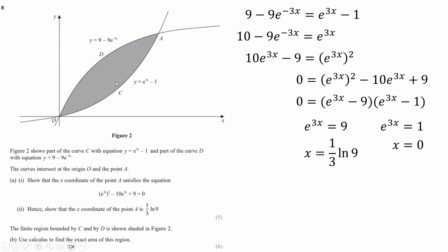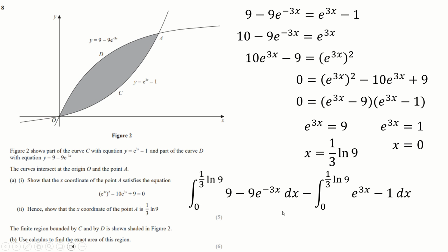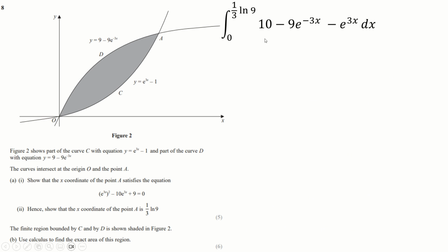Find the region here. So now we're going to do the integral of this curve between 0 and 1/3 log 9, and then take away the integral of this curve between the same 2 values. If you're integrating between the same 2 things here, you can just bring the equations together. So 9 minus minus 1 is 10, and this minus this doesn't go together, so we just leave it like that. Now we're going to do some integration. So this integrates to 10x. This, you divide by minus 3 to get a plus 3, and then keep this thing the same. Divide by minus 3 to get a minus 1/3.